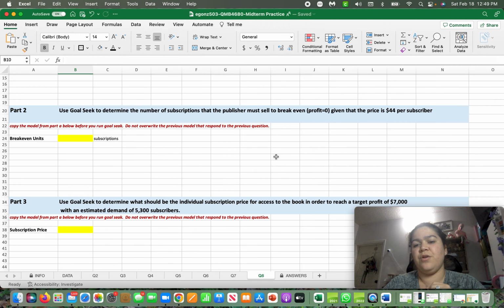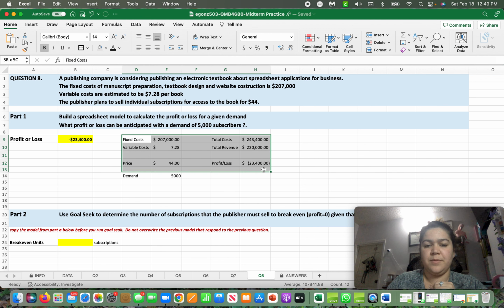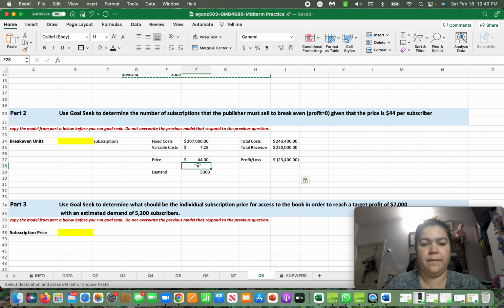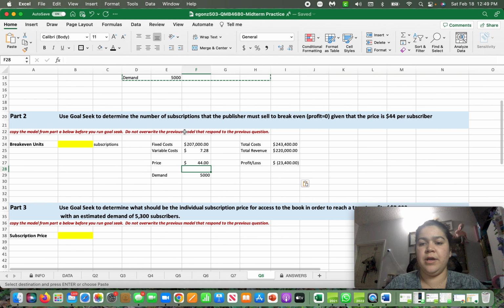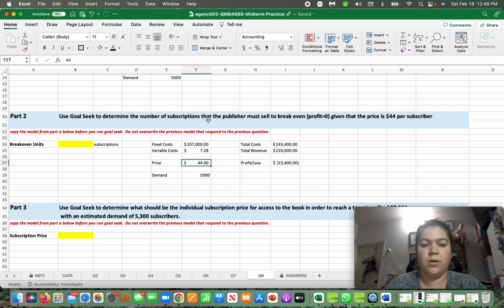Given that the price is $44 per subscriber, so we're going to go ahead and here it says copy the model below before you run the goal seek. So we're going to go ahead and copy this. I'm going to copy it here. Okay. So price is 44, and then they want us to determine the number of subscriptions. So they want us to determine the demand.